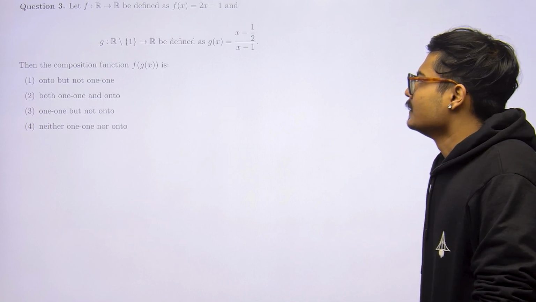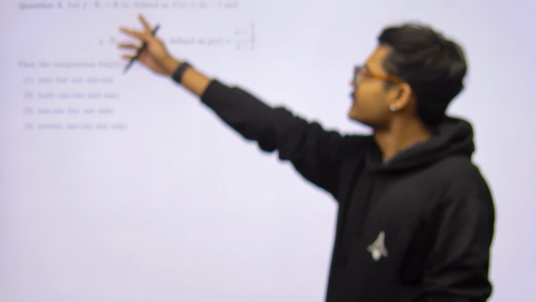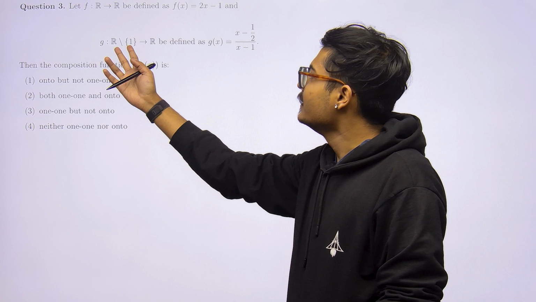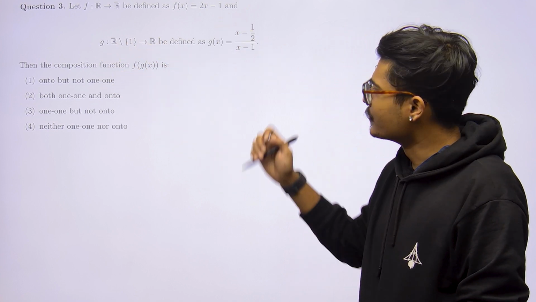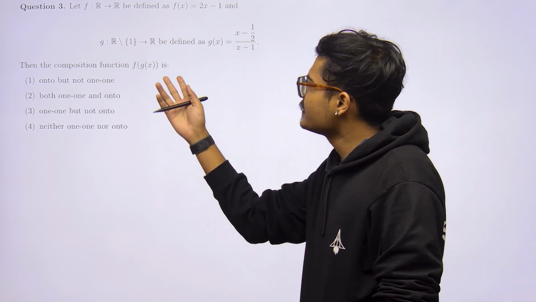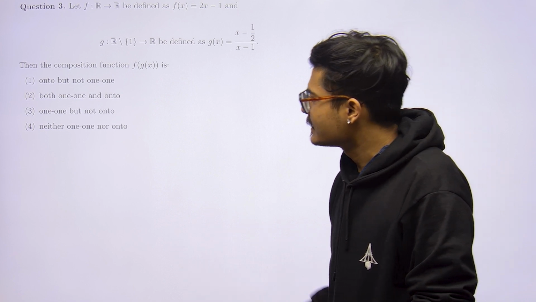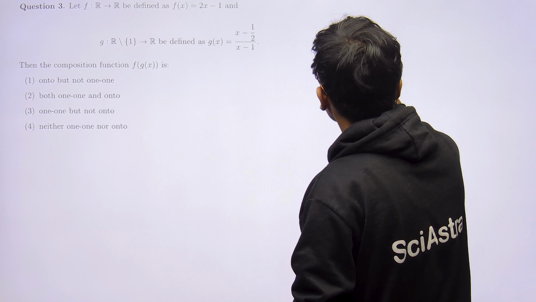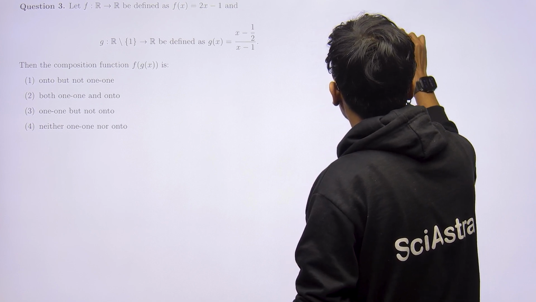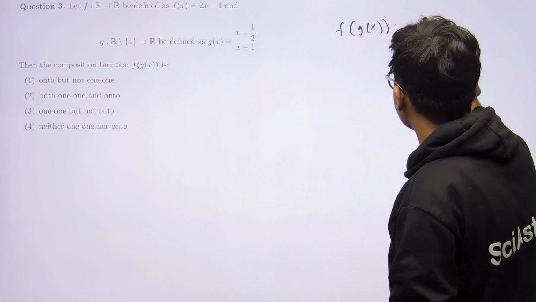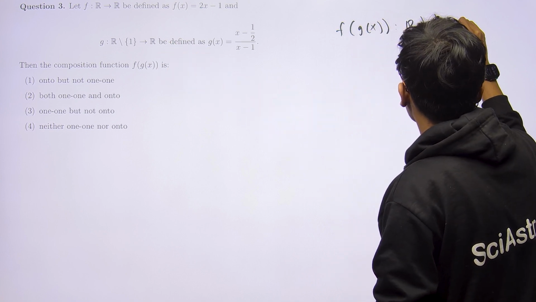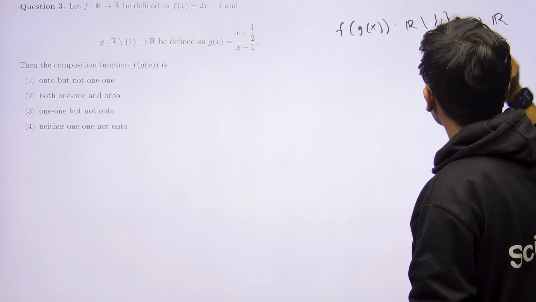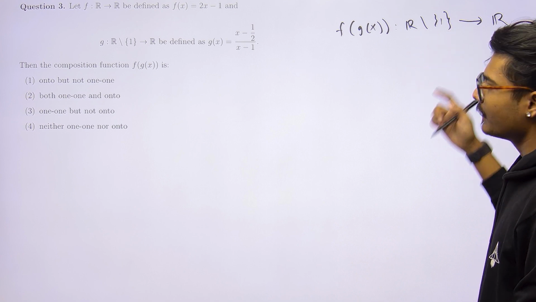Coming to the third question, you have two functions defined. The first function is from R to R, defined as f(x) equal to 2x minus 1, and you have a function g defined from R minus 1 to R as follows. So the question is, the composition function f of g of x is what? First of all, if you look at f of g, this has to be a function from the domain of g, right? So it's a function from R minus 1 to R. So the codomain is going to be R, right?